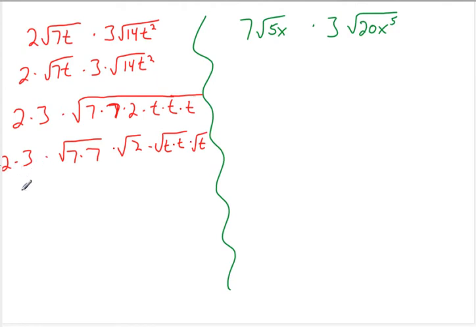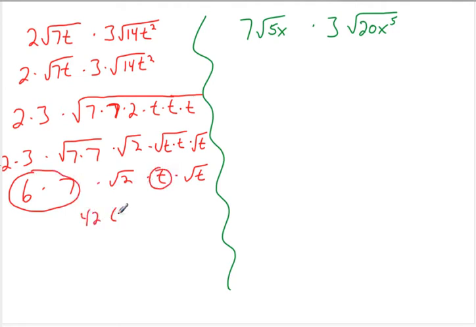Two times 3 is 6, and then the square root of 7 times 7 is 7. And then we have the square root of 2, and then the square root of t squared is t. And then we have the square root of t. So we can do 42, so we have this and this are outside of the radical now, so we have 42t times the square root of 2t, which is what's left in the radical. And that is it for that.